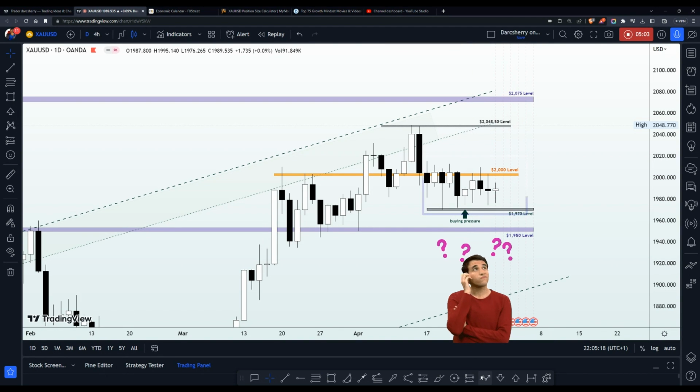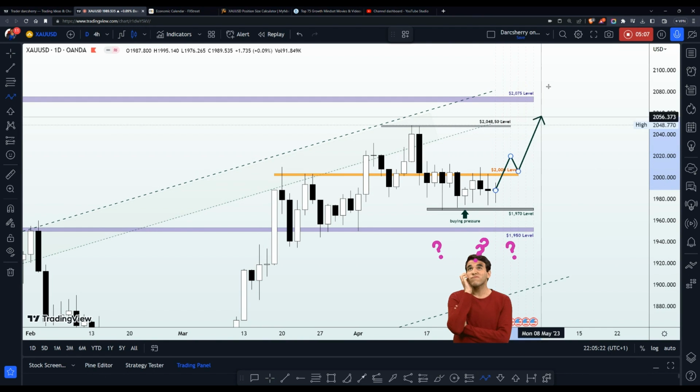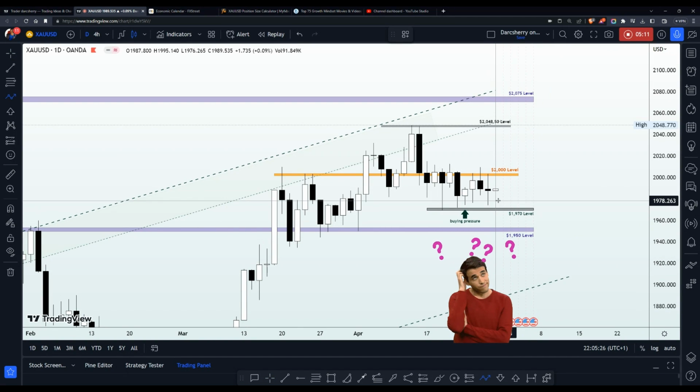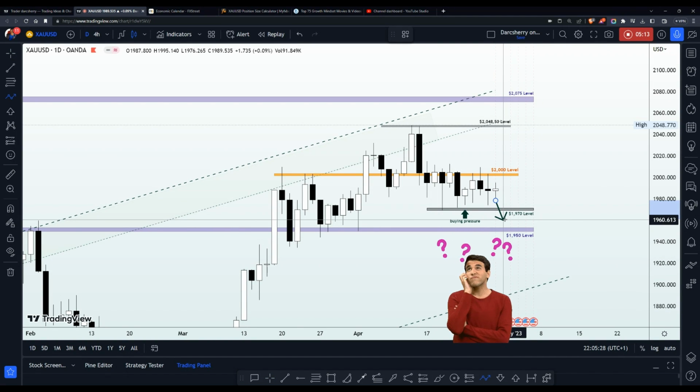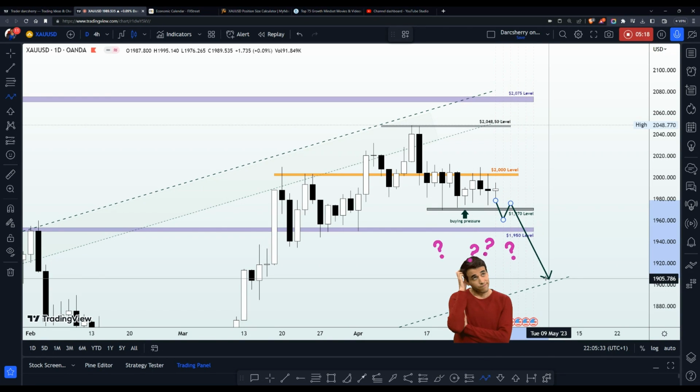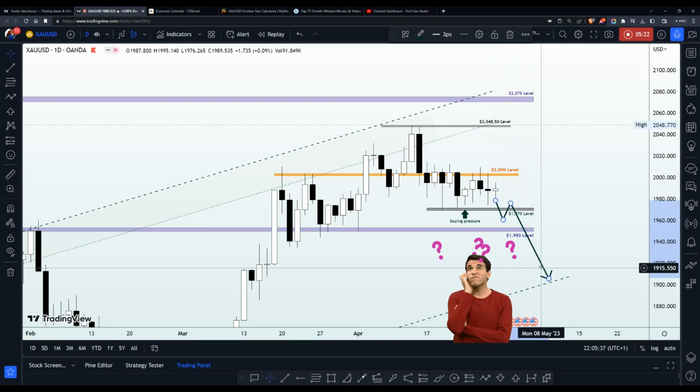Are we going to be having a breakout of the channel to the upside to incite a trend continuation to the upside? Or are we going to be having a situation where price will break down the buying pressure zone here, that is the 1970, to incite a bearish move to the downside, probably to respect the support line of that ascending channel we identified earlier?